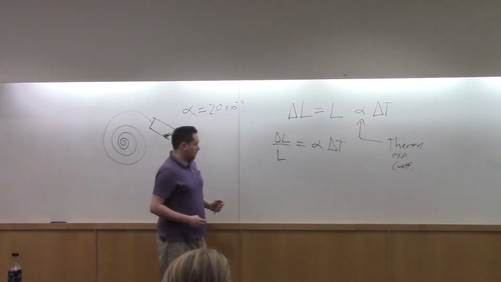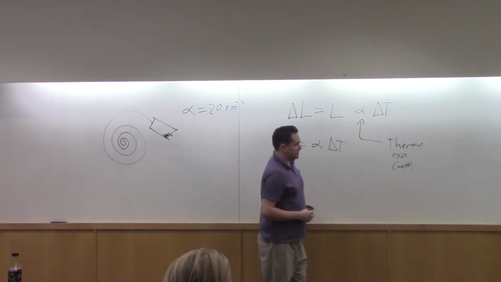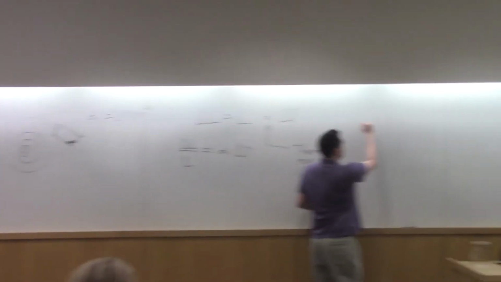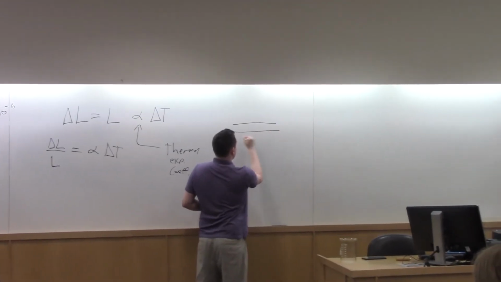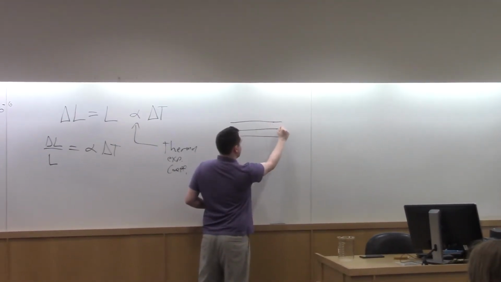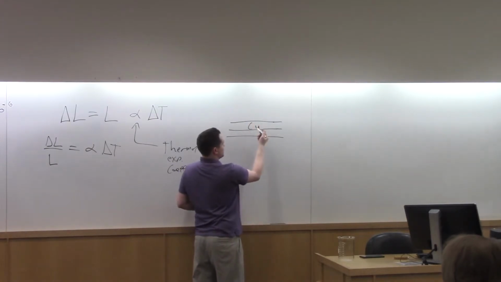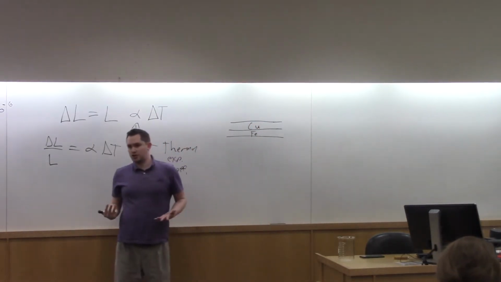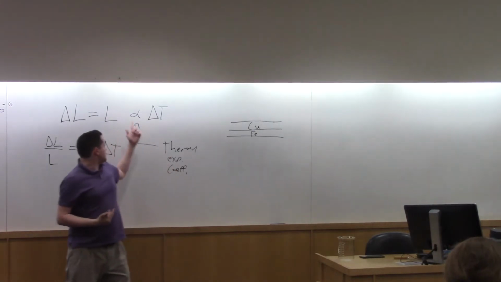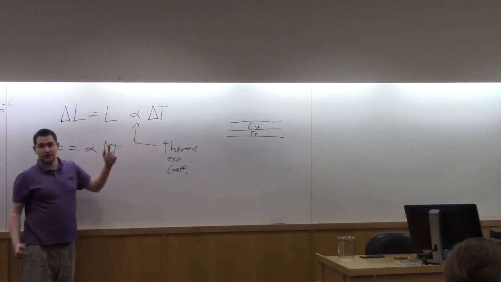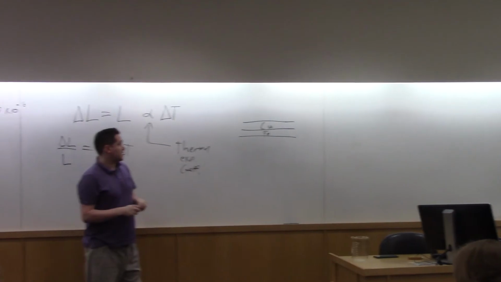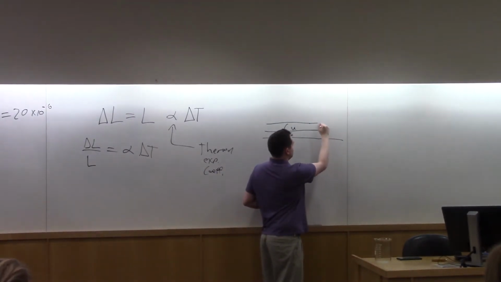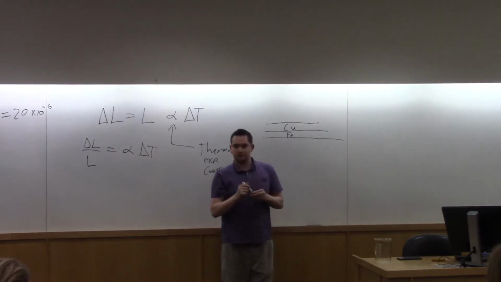So why do we care about that? Well, it turns out that usually that's not the situation we care about. What we care about is instead, what if you have two materials and they're joined together? Say this one's copper and this one's iron. So if I change the temperature, these are both going to have different thermal expansion coefficients, which means they're going to change a different amount of length. So if one gets longer than the other does, what's going to happen?